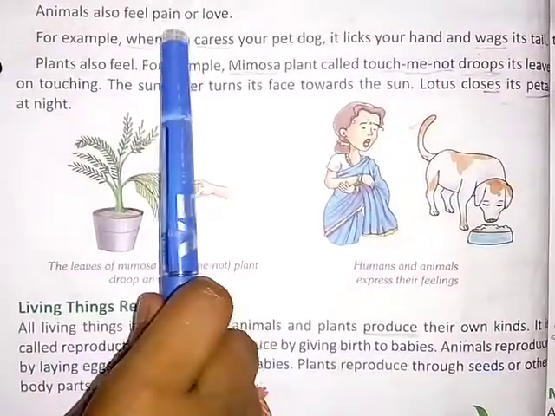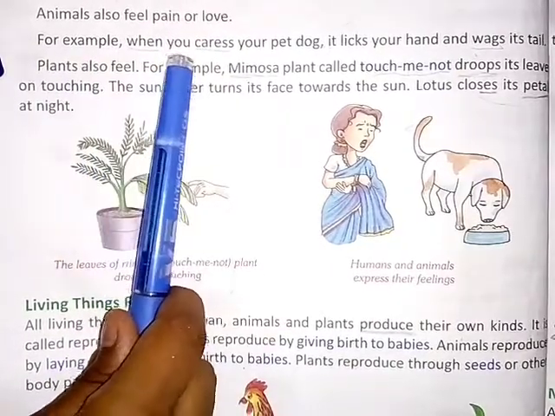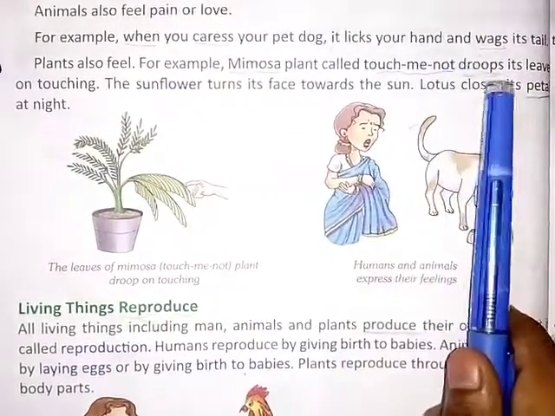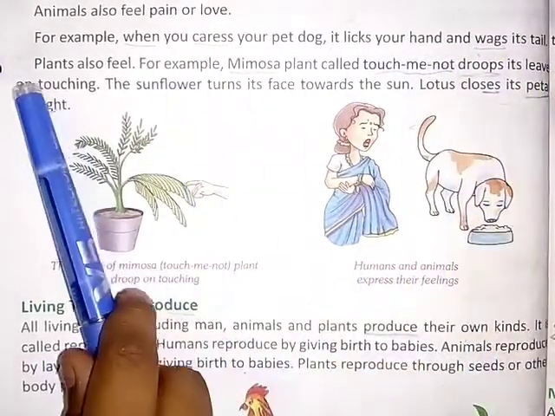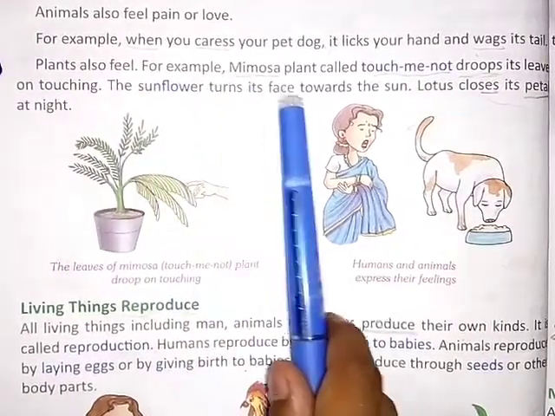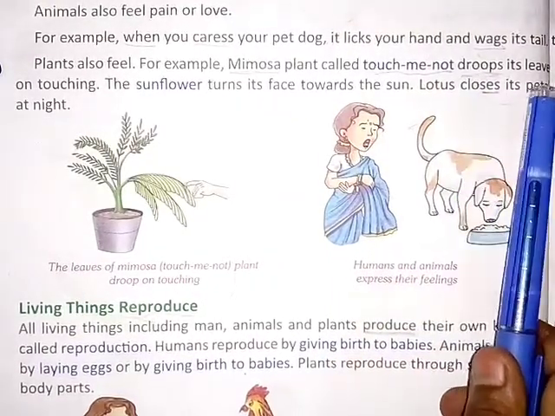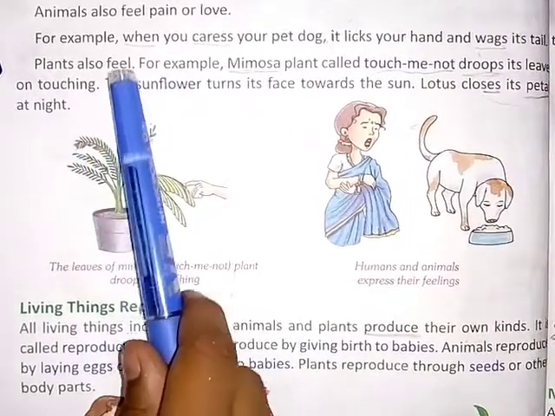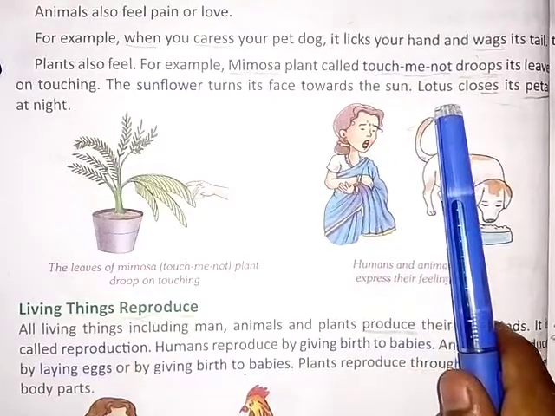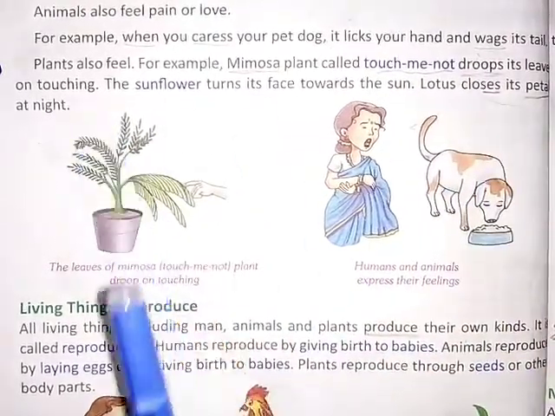Animals also feel pain or love. For example, when you kiss your pet dog, it licks your hand and wags its tail. Plants also feel. For example, mimosa plant called touch me not droops its leaves on touching. The sunflower turns its face towards the sun. Lotus closes its petal at night.